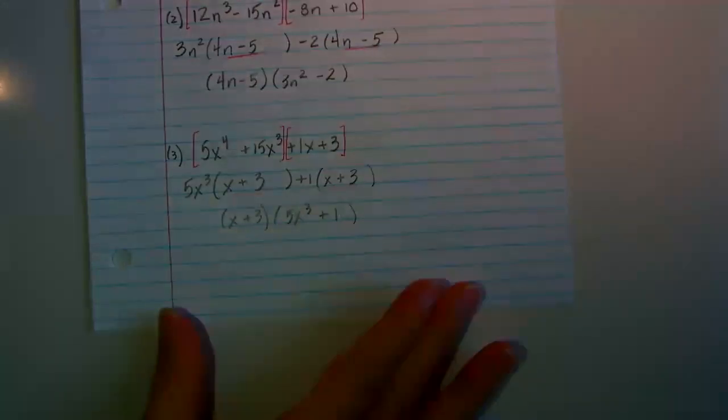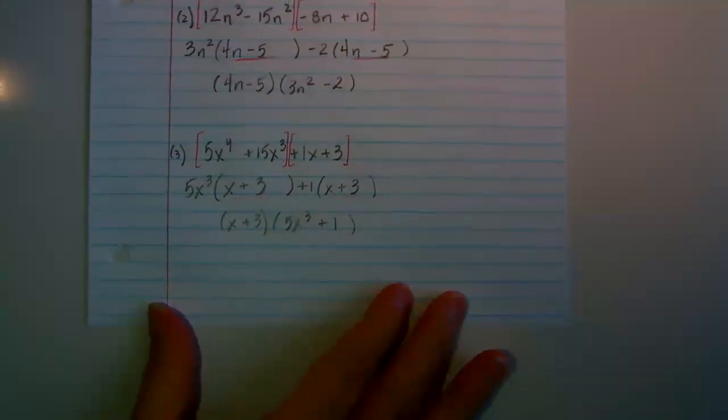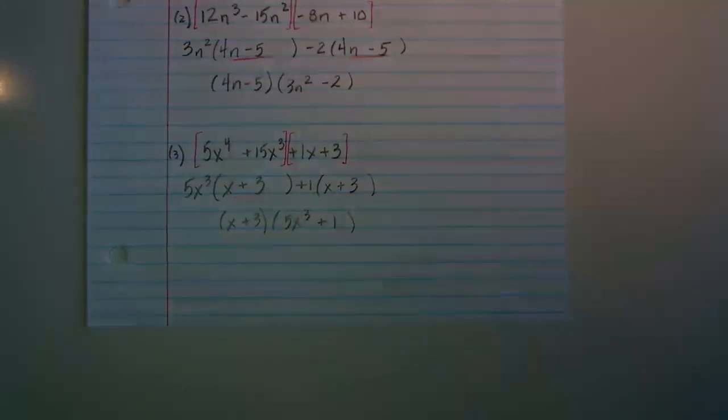Okay. And again, whenever you're doing your grouping, you could check your answer by doing a quick little FOIL: first, outside, inside, last. Just like you can check your GCF by doing a little distributive property, just to make sure you didn't make any mistakes in your dividing or your signs or your GCFs.